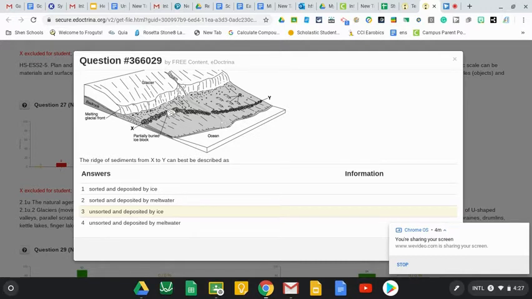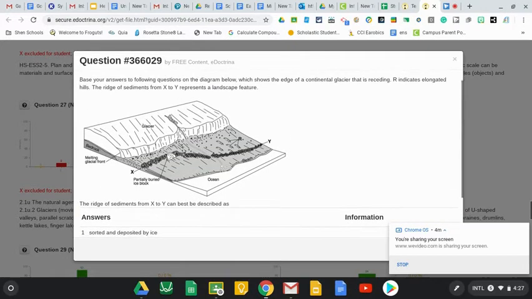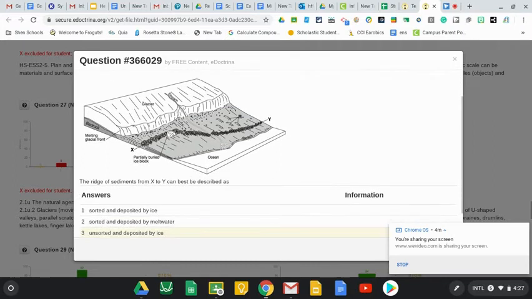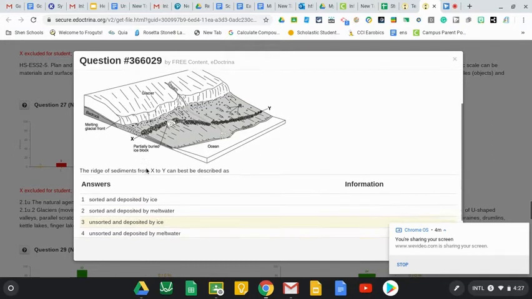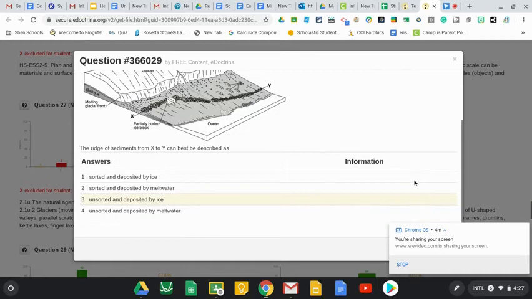So X to Y is a moraine. Okay, it's showing you that it came from a glacier. So glacier sediment would be unsorted, deposited by a glacier.